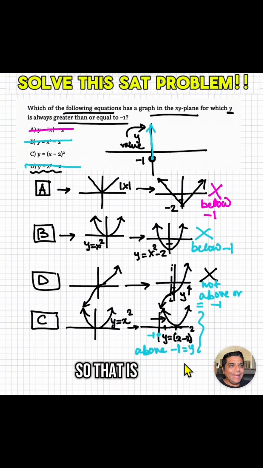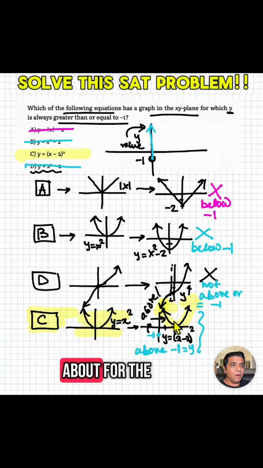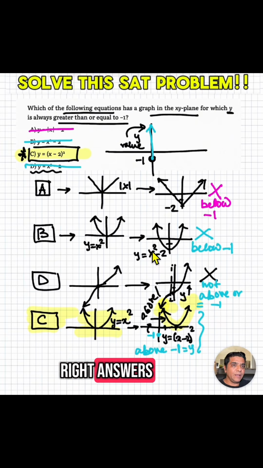Okay, so that is the choice that we are going to select as our right answer, which is choice C, because all of this graph is above the -1 or equal to -1 threshold we were talking about for the conditions that are required for the right answer. So choice C is the right answer.